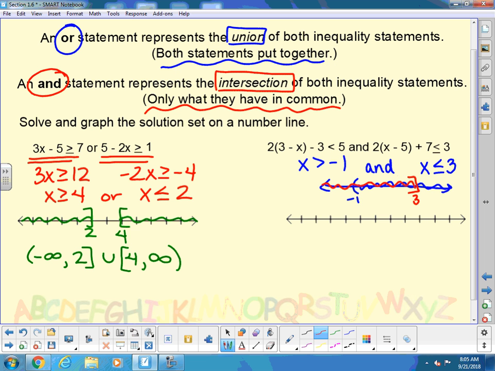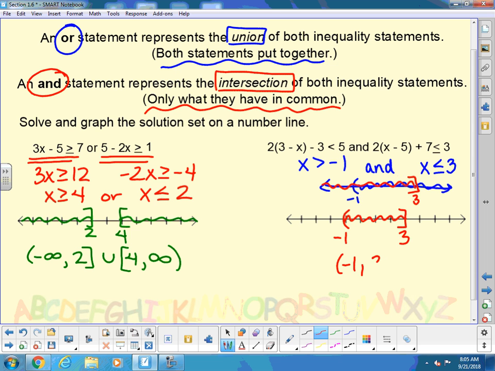So if this was an or statement, my answer would be all real numbers. Everything on the number line is shaded. But because it's an and statement, we only care about what they have in common, so the parts that were shaded twice. What part was shaded twice on the number line? Negative 1 to 3. Negative 1 was an open circle, parentheses, so it stays that. 3, same thing, will stay a bracket. And then your final answer here, this is what your number line should look like. It's only the part where those two inequalities would overlap. Okay? And then that's your interval notation too.